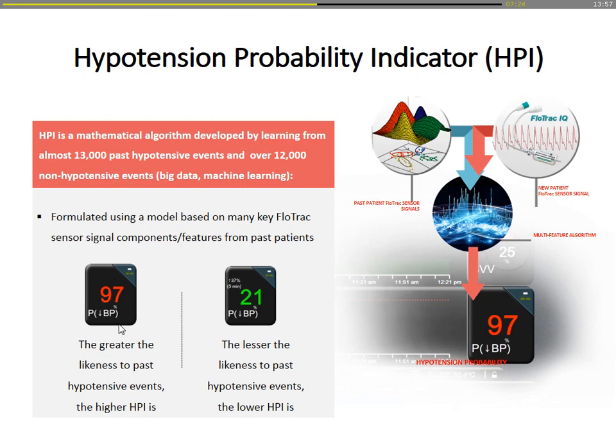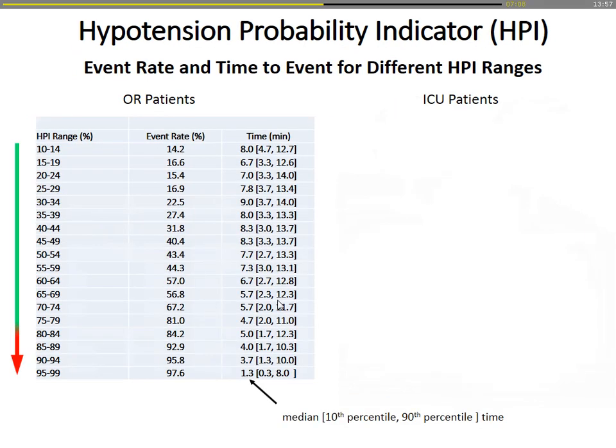If this probability is high, like here, the greater the possibility, the greater the likelihood that a hypotension actually develops, and if this probability is low, also the probability to develop hypotension is very low.